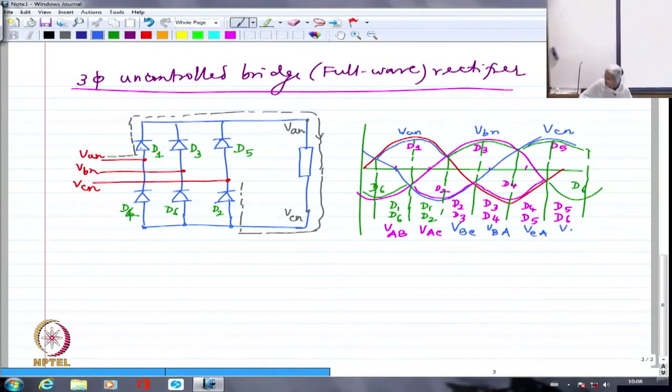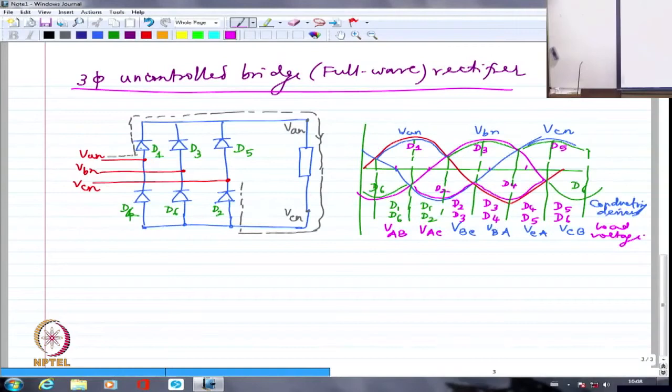This is how it will be. What I am writing here are the load voltages. So these are the conducting devices, and this is going to be the load voltage. Am I right? And if you have to draw the waveform for the load voltages, right?